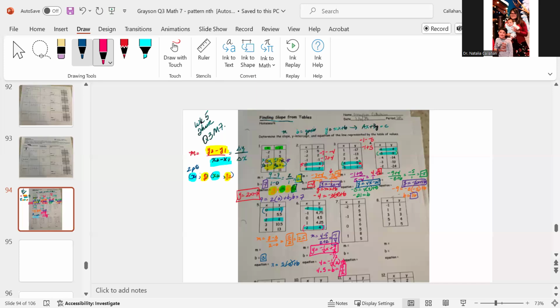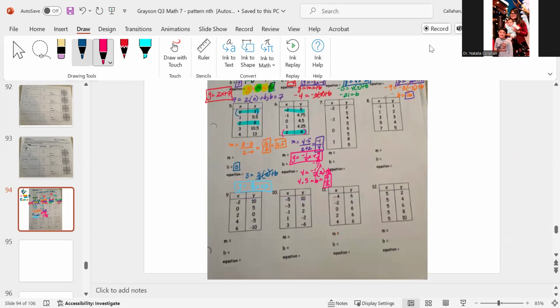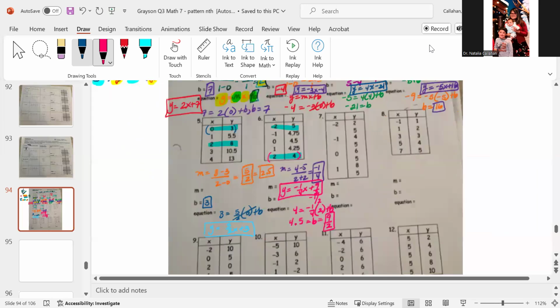All right, so this is a continuation of week 5 Thursday, quarter 3 math 7. It's going to be on slopes. I'm going to continue with number 7, 8, and so on and so forth.